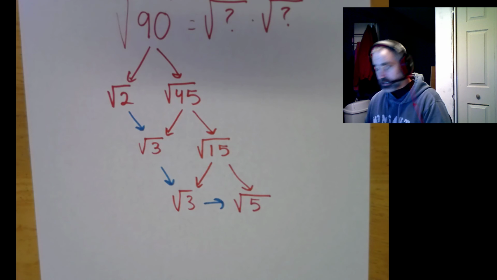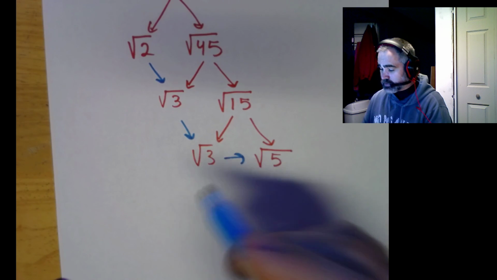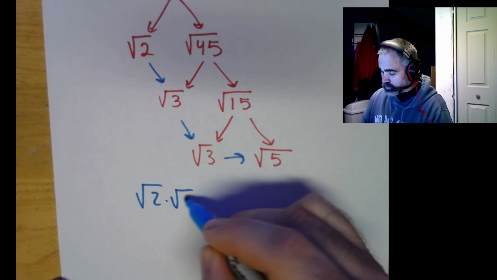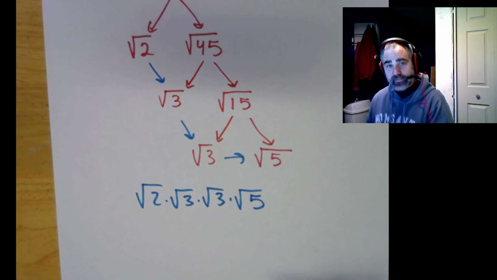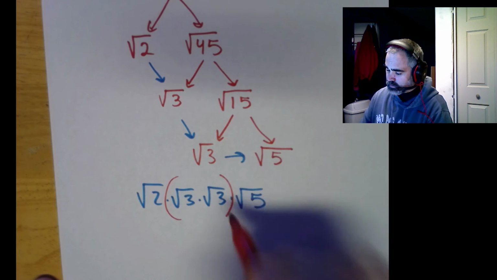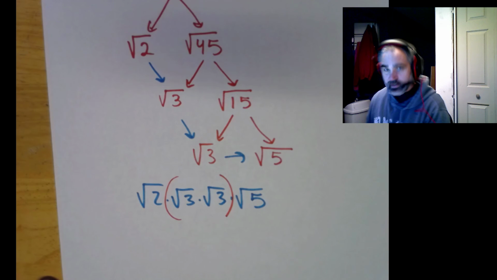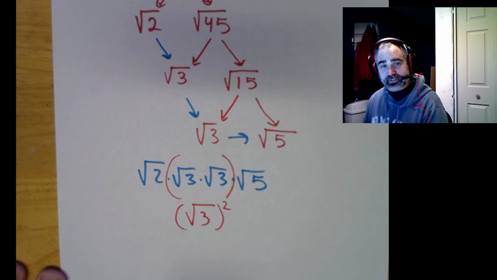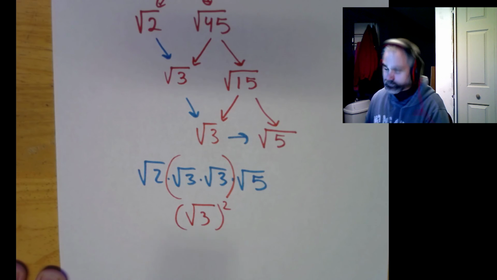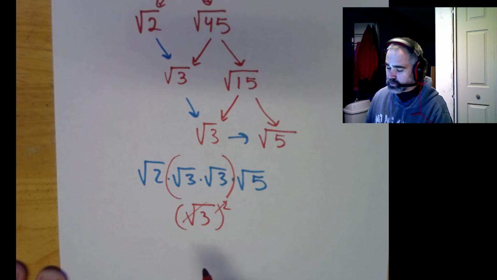Now we want to find if there's any pairs of numbers here. So root 2 times root 3 times root 3 times root 5. Is there any of these numbers that are the same? Because if they are, they will cancel that square root out. And you see in the middle here, the square root of 3's are the same. Square root of 3 times square root of 3 is this right here. So what happens to the square and the square root? These cancel out, leaving you with just a 3.